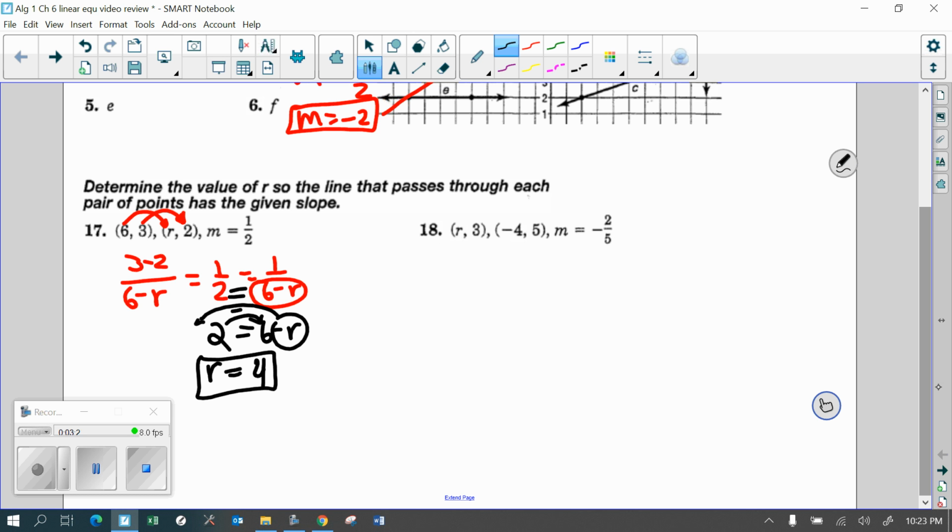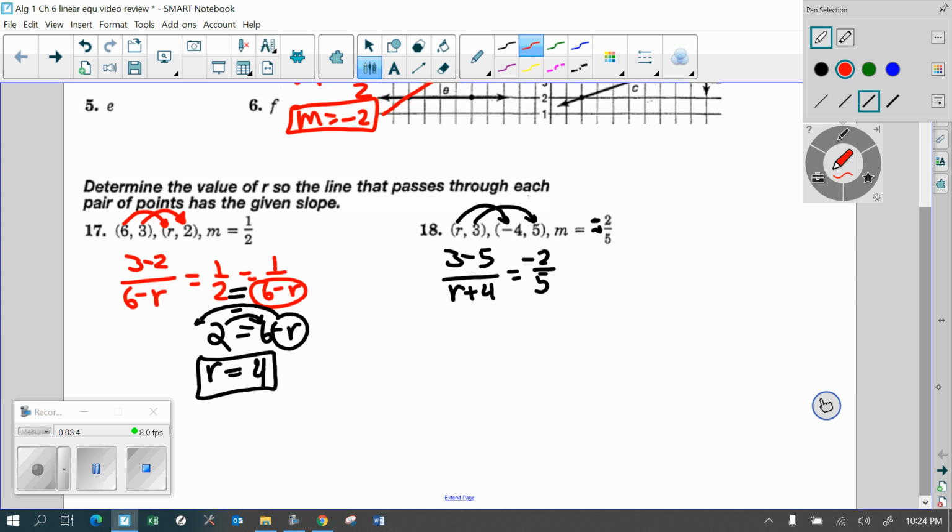Here's another one. If I want to have the numerator be the -2, so remember the negative is either the numerator or denominator, I can get that right away with 3 minus 5. 3 minus 5 will give me that -2. So then I have r minus the -4 makes it r plus 4. And that has to equal -2 over 5. Well, the -2 already is there. So that means r plus 4 must equal 5. So what plus 4 is 5? r is 1.